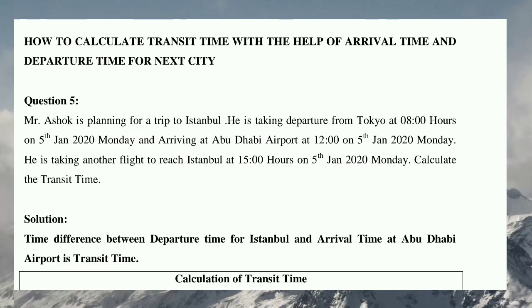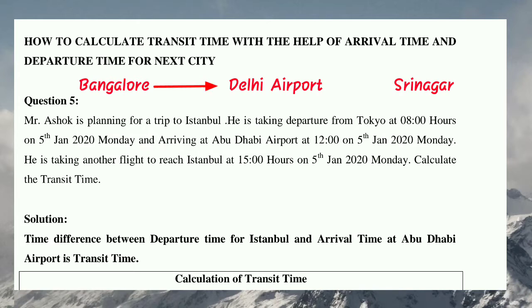Before calculating the transit time, we should understand what the transit time is. For example, I am planning to go to Srinagar from Bangalore. There are chances that I will not get a direct flight. In that case, I am supposed to take a connecting flight from some other city so that I can reach the ultimate destination, Srinagar. From Bangalore I will take a flight to Delhi, and from Delhi I will take another flight so that I can reach Srinagar. The amount of time which I spend at Delhi airport to catch the other flight to Srinagar is called the transit time.